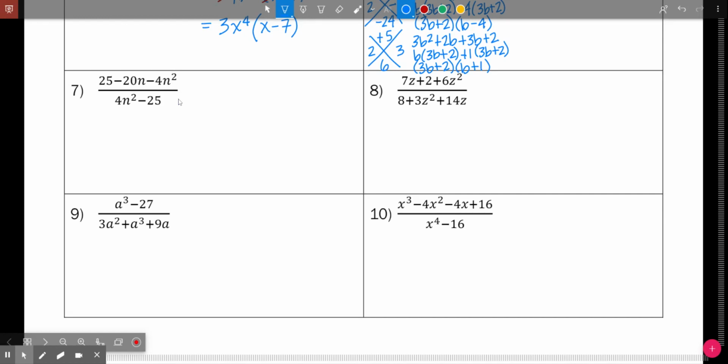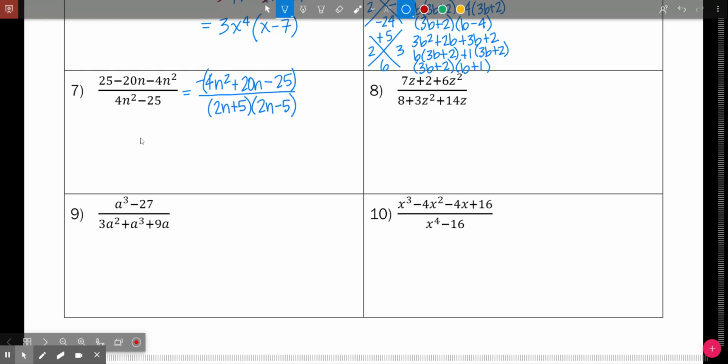Number 7, I'm going to factor out a negative because when I rewrite this in descending order, I have a negative leading coefficient. And I don't normally work with a negative leading coefficient. So if I factor the negative out front, then that means my signs will change. And on the bottom, this becomes 2n plus 5 times 2n minus 5.